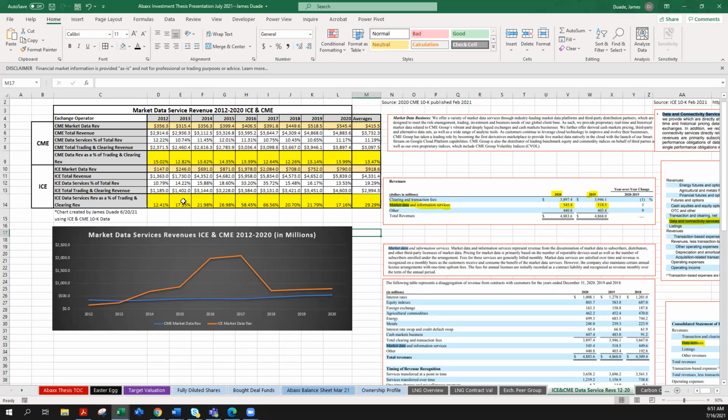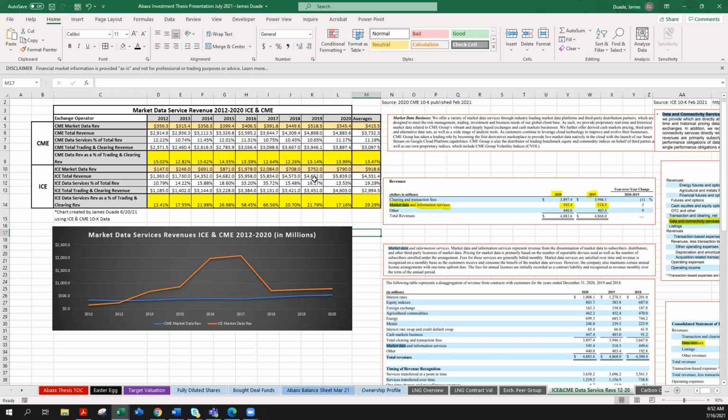What I wanted to show here is that CME has about $500 million in revenue every year from market data. ICE gets almost $800 million a year from market data. As a percentage of their revenue, it's 10 to 15%. So it's a significant driver of revenue, and it's not something that I included in the valuation, but I think investors should think about it. They would have the capability of creating data sources for various markets that would not exploit their customers, but provide value-added services in the form of data. So just something to think about.